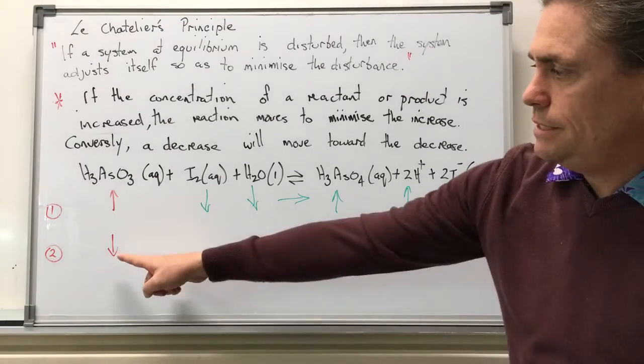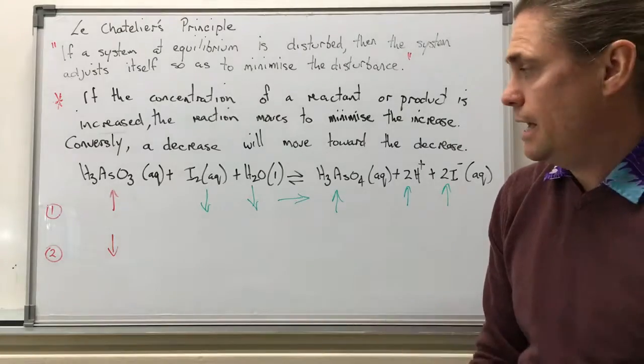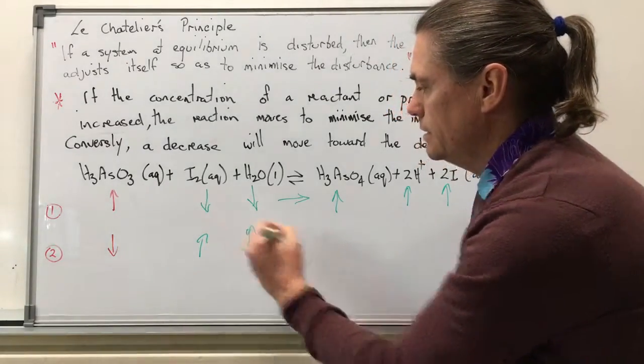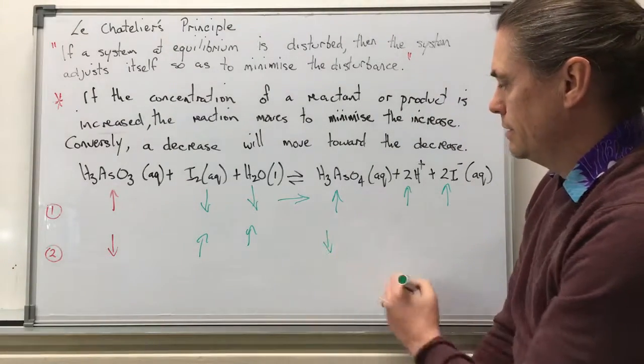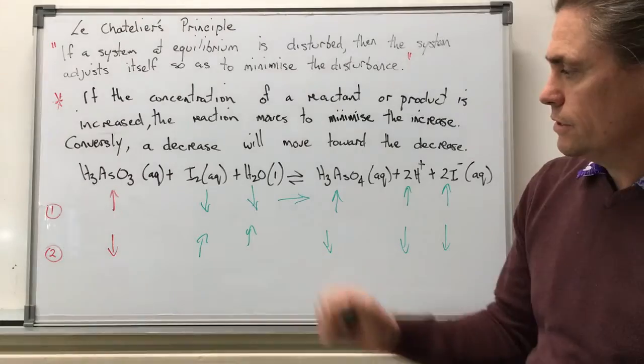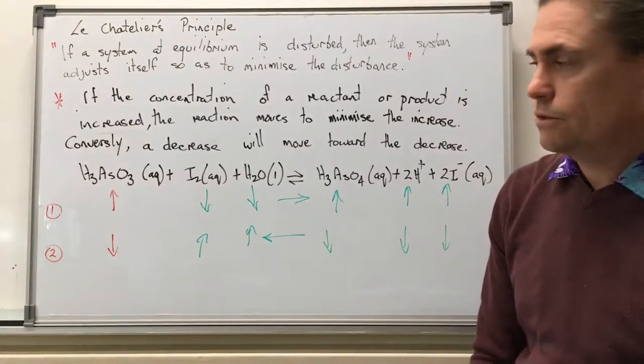On the other hand, if we decrease the amount of arsenous acid in the system, in other words, we take it out, we find that we'll get an increase in our reactants and a decrease in our products. The reverse of this process occurs, and the reaction will move in the left-hand direction.